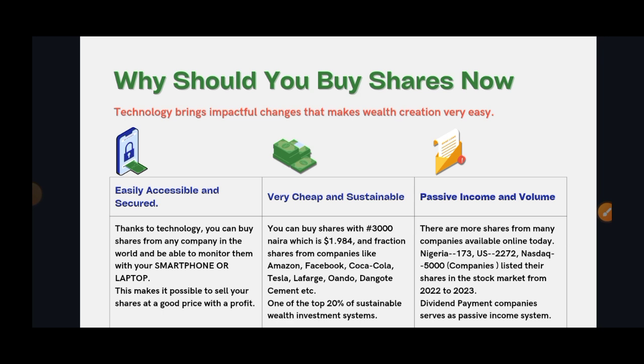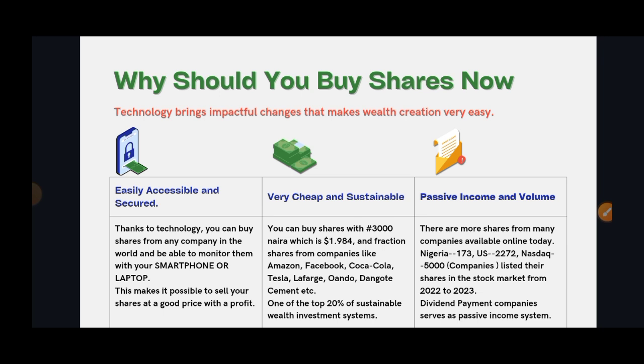We are now actually plugging into what we call global wealth. We are now depending on what we call the global economy, not only on your own economy. You can plug into online space and get a lot of value with the help of technology. Now, let me give you the 3 key parameters why you should buy shares now, because if you don't buy shares now, you may stand to regret in the future.